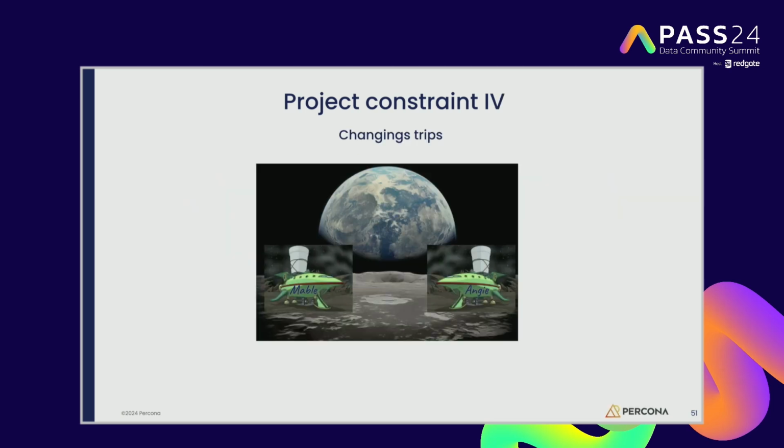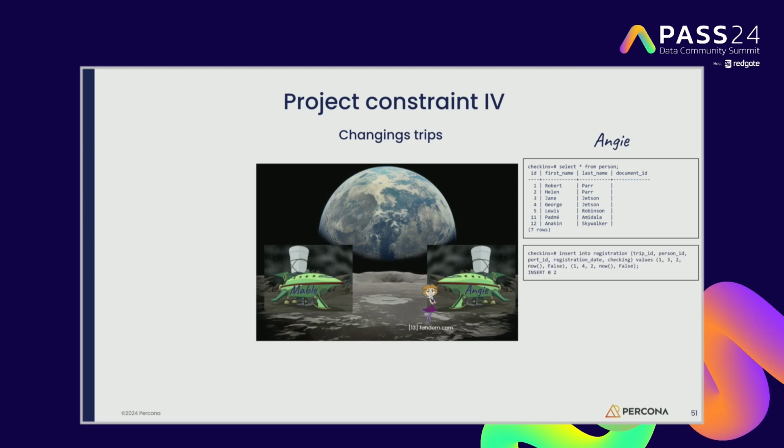Now, constraint 4 is changing trips. So let's imagine we stop on Earth. Both spaceships are on Earth. I have my list of passengers here. 2 of them get off board, the Jetson couple, and they have a fight. And the wife says, no, you don't come back with us. You take the other car, except the other car is a spaceship. No big deal. George is happy.